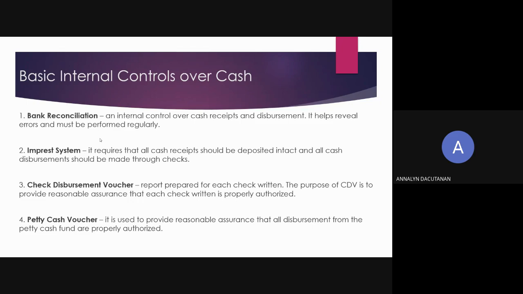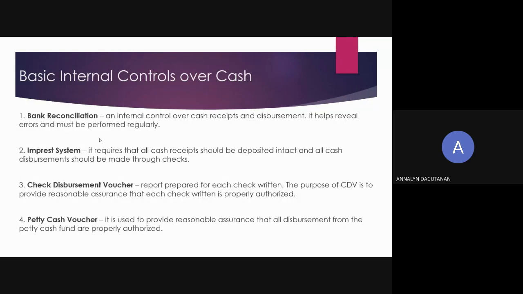First one is bank reconciliation. So bank reconciliation, it is being done internally. Okay? This bank recon is being performed by the company's accountant. It is an internal control over cash receipts and disbursement. It helps reveal error and must be performed regularly. Normally guys, yung bank reconciliation, this is being done on a monthly basis. Okay? So yung number one, yan yung topic natin for today. But let's discuss other internal controls for your information.